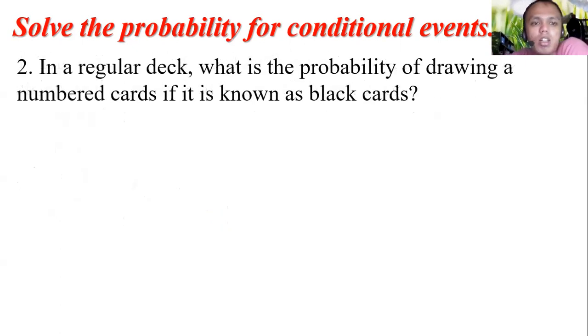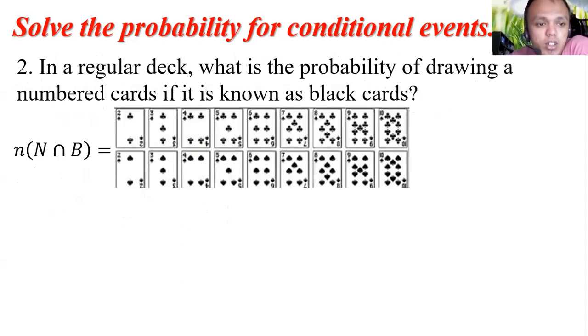Next, in a regular deck of cards, what is the probability of drawing numbered cards if it is known as black cards? Okay? Now, first thing to do, let us compute for the intersection of numbered cards at the same time black card siya. Okay? So dito kasi yung just yung shortcut ko class ha, kasi nga intersection naman to. Okay? From the deck of cards, we have here, no, numbered cards siya at the same time black.